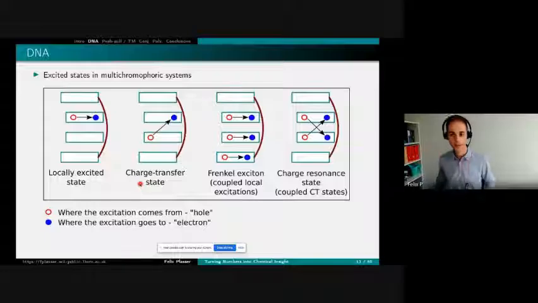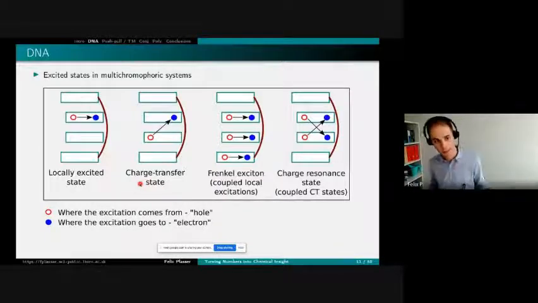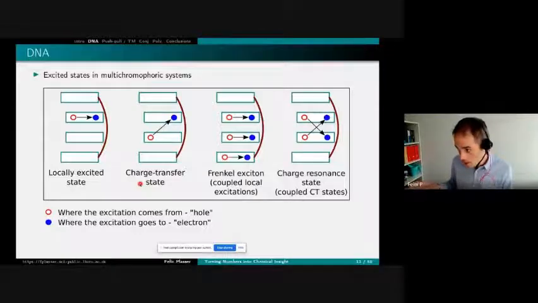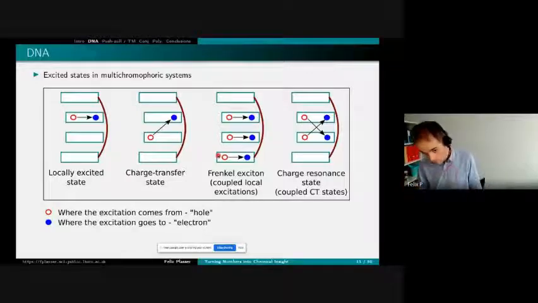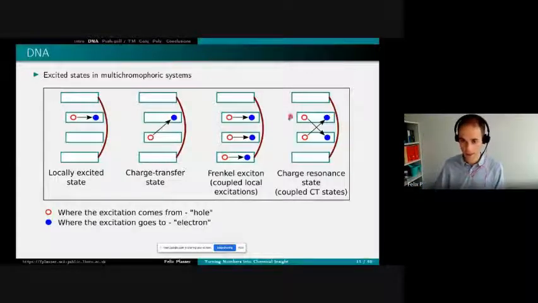So how do we go from there? At this point, it just helps to take a step back and think about how we understand excited states in multichromophoric systems. Here, for example, is my schematic DNA. We have our 4 chromophores, and we have the backbone here. Now we could have a locally excited state on one of the bases. We could have a charge transfer state going from one base to the next. We could have a Frenkel exciton, so we would have an excitation over several fragments. Or we could have a charge resonance state where, again, several fragments are involved, but the electron and the hole are always on different fragments.